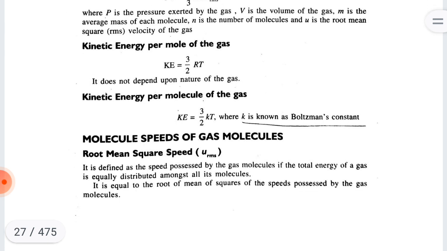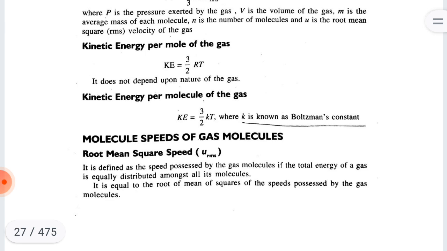Kinetic energy per mole of the gas, KE, is equal to 3 upon 2 RT. It does not depend upon the nature of the gas. Kinetic energy per molecule of the gas, KE, is equal to 3 upon 2 kT, where k is known as the Boltzmann constant. Molecular speed of gas molecules.